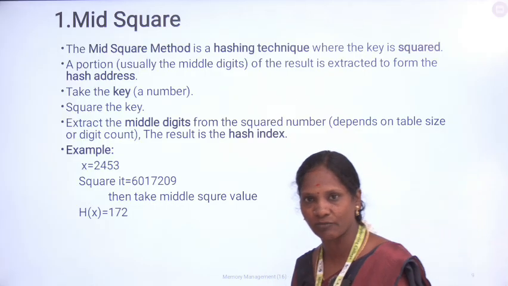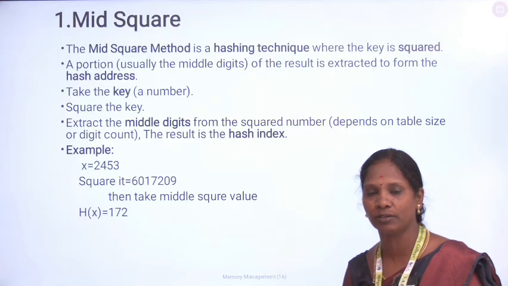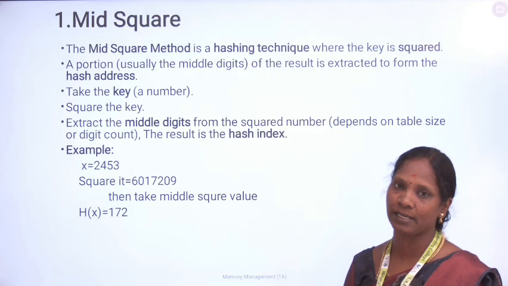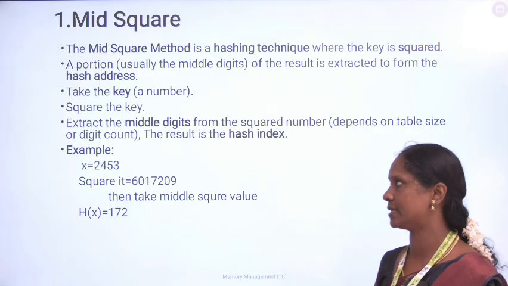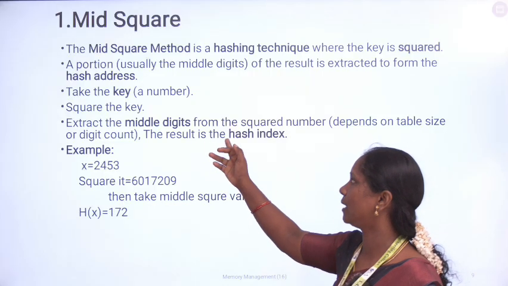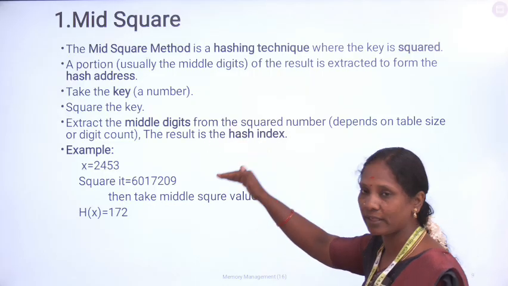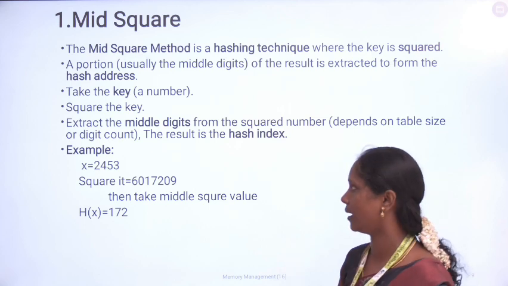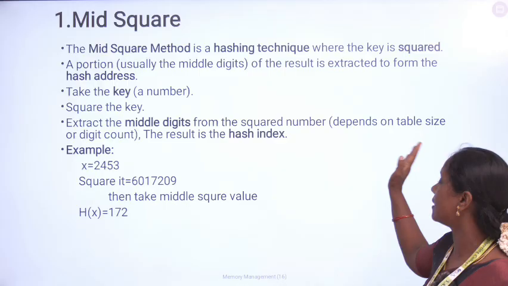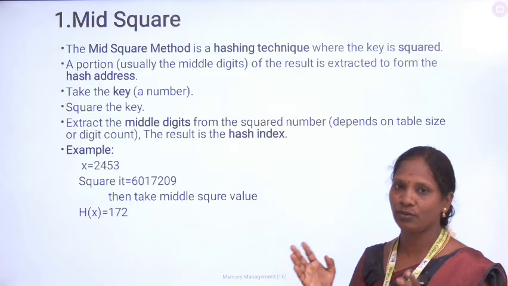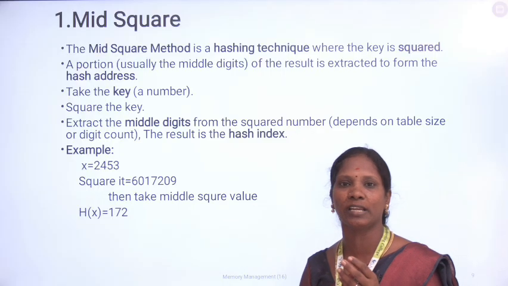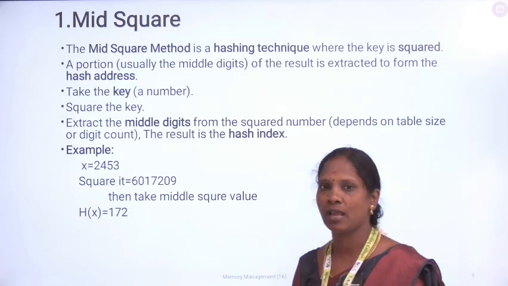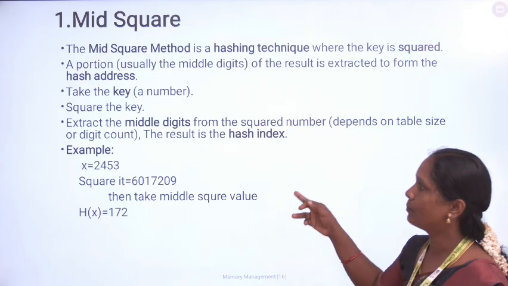First of all we take some value and square it, that is step 1. Then in step 2 we take the middle digits, and that is the final answer. We take a key as a number, square that number, and then extract the middle digits. From the squared number, depending on the table size or digit count, if we take 5 digits, then the third value is our middle value. That middle value is our mid square value.